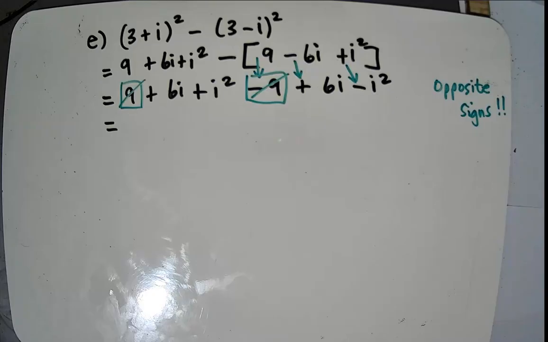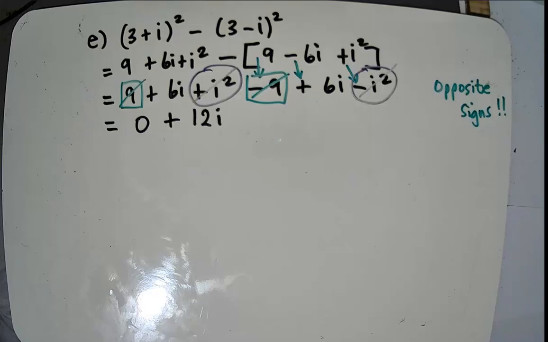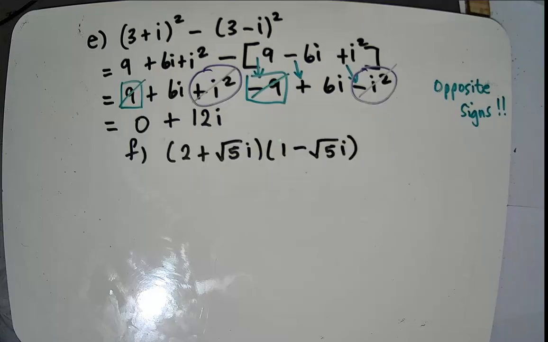9 minus 9 will give me 0. And then we have plus 6i plus 6i will give us plus 12i. Plus i squared minus i squared, those will cancel. Our final answer there is 0 plus 12i.